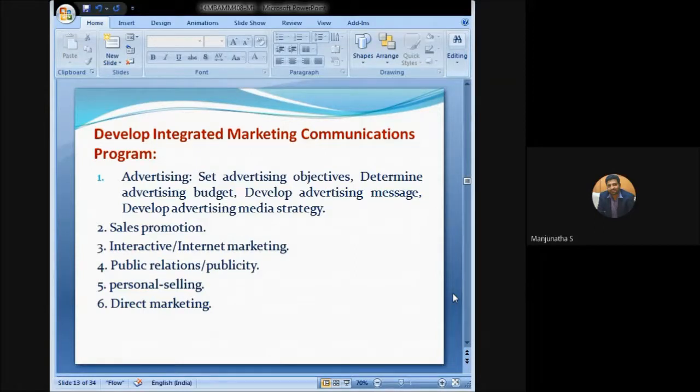Individually, they have to focus on all the IMC programs. It's not like only advertisement is given priority and personal selling is neglected. That will definitely impact the whole process of the integrated marketing communication program. So just developing an IMC program is not enough. They need to focus on all the IMC programs, so that the company may get success in all of them.